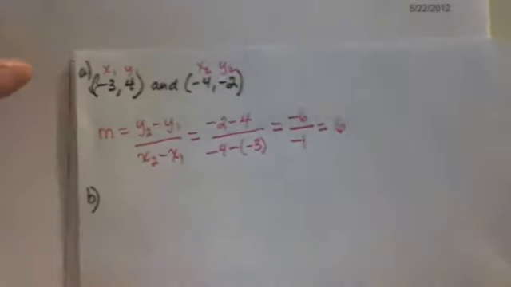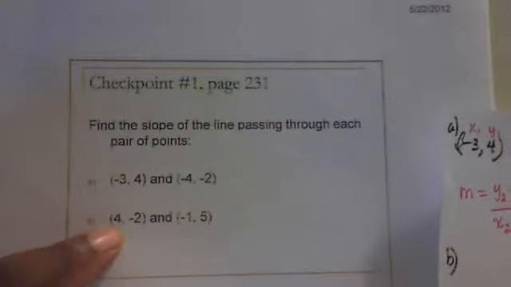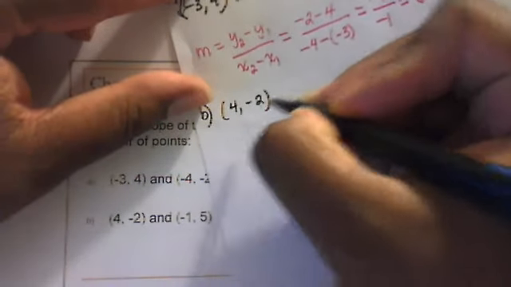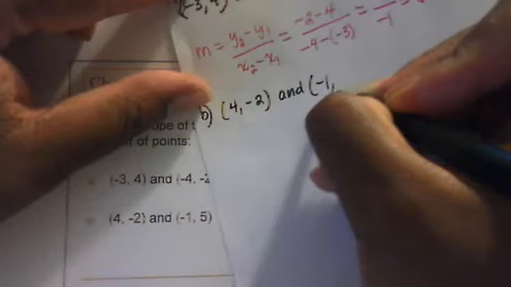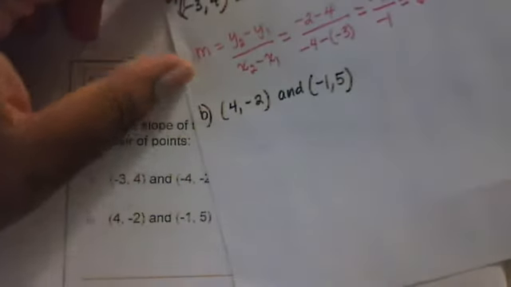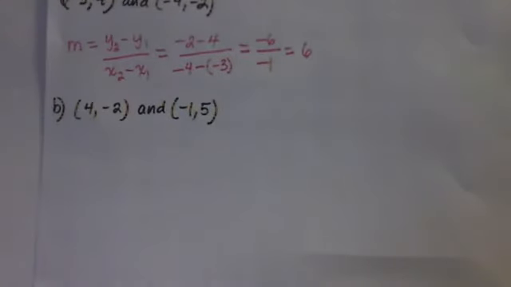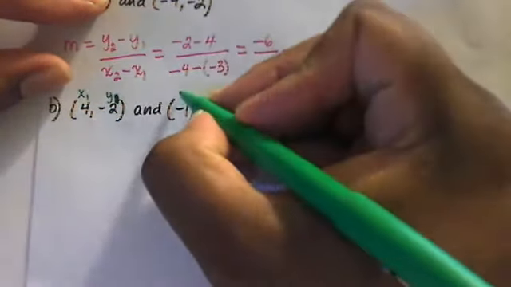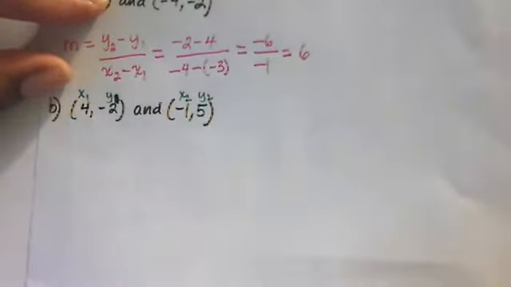Part B is this. Here's the other set of points, (4, -2) and (-1, 5). We want to find the slope of that line passing through those two points. In this case, I'm going to let x1 be 4, since it's the first point, and y1 be -2. Then x2 will be -1, and y2 will be 5.